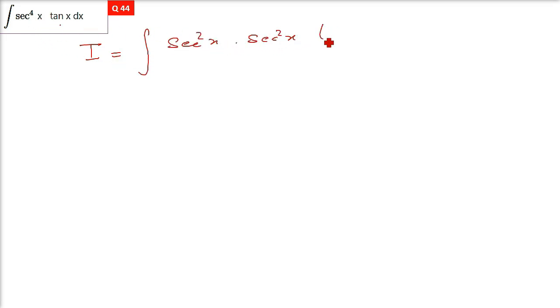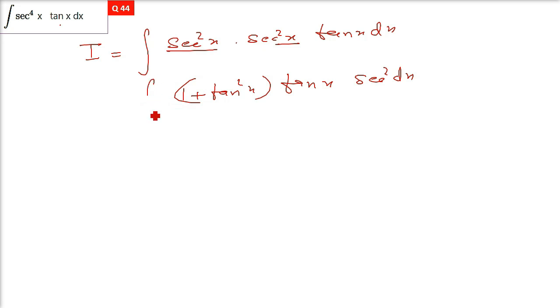And then we have this tan x into dx. Now this sec square x is 1 plus tan square x. Once you get 1 plus tan square x, you already have a tan x. Now you can take this tan x and keep it as t so that you can get the middle sec square x. So what I am suggesting is t equals tan x we can write.